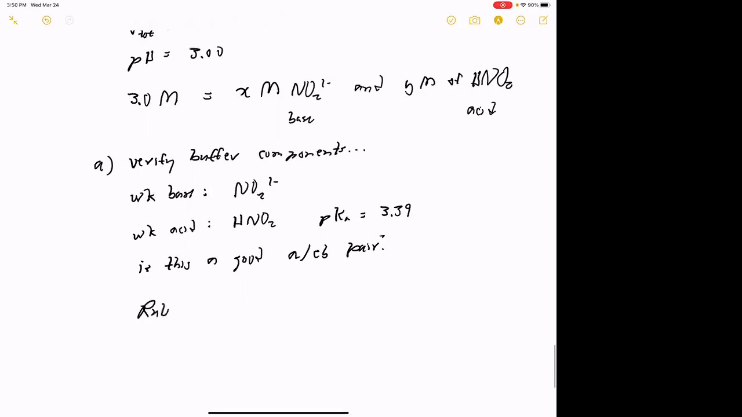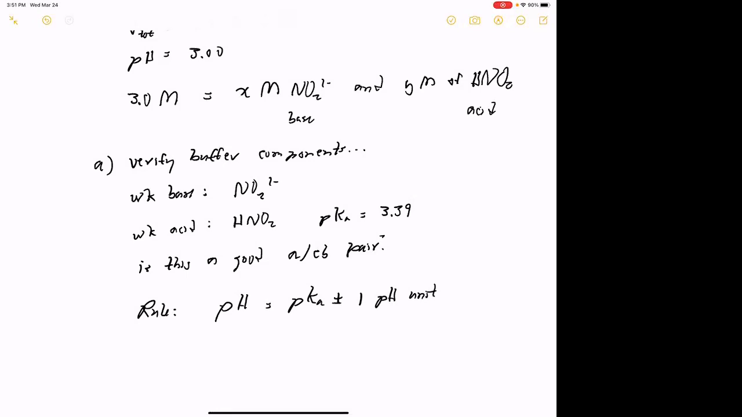Now, you guys might remember from class last time, I said that to make a really good buffer, you generally want the pKa of your acid to be close to the target pH that you're trying to get, okay? So the rule comes down to that. The rule is that the target pH is equal to your pKa plus or minus 1 pH unit. In other words, your pH equals your pKa plus or minus 1. Okay, so let's see if this actually works.